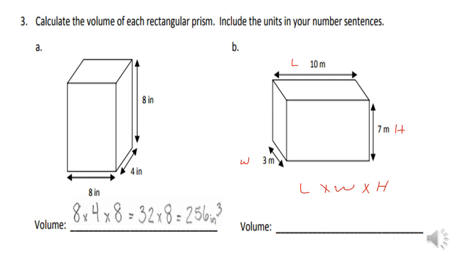The length is actually 10 times our width, which was 3, times our height, which was 7, which equals 30 times 7, which equals 210 centimeters cubed.